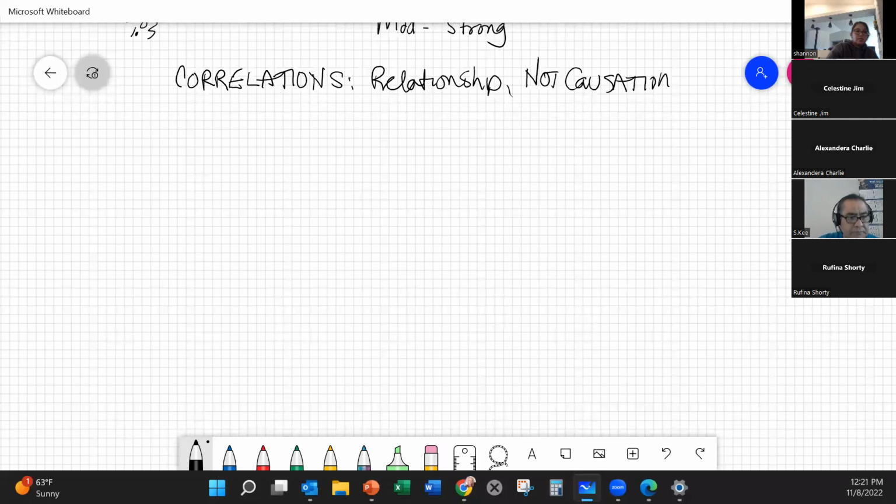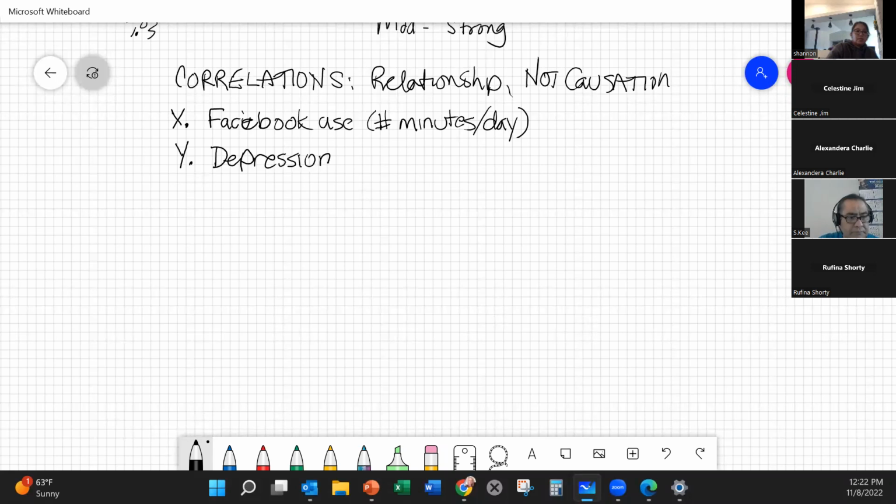So imagine that we have a correlation, a relationship between Facebook use. Variable 1, we're going to put for the X variable: Facebook use, and we'll just say number of minutes per day. And our Y variable is depression. Relationship, comma, not causation. So these are the two variables we're going to work with. This is actual data from a study. And it suggests that there's a relationship between Facebook use and depression in teenage girls.